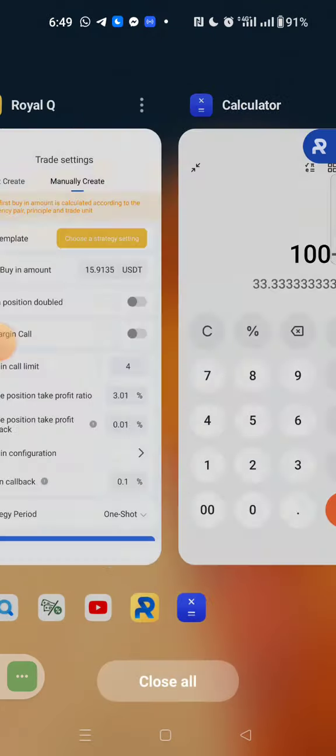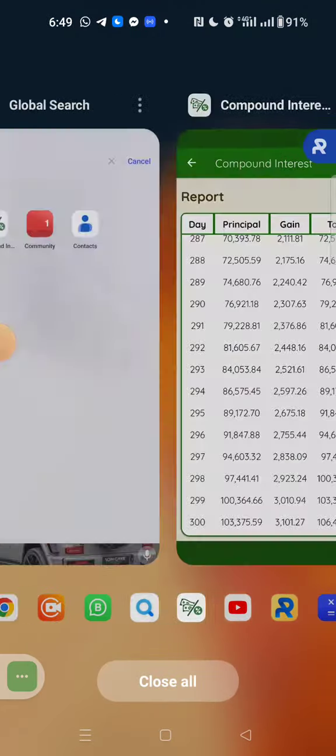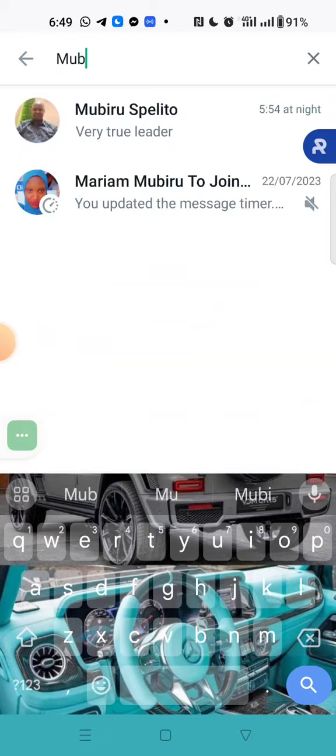Okay, now let's go back to our signal. Let's go back to our signal. Just bear with me, guys. I'm not doing well, but I need to make sure that things are happening. All right.